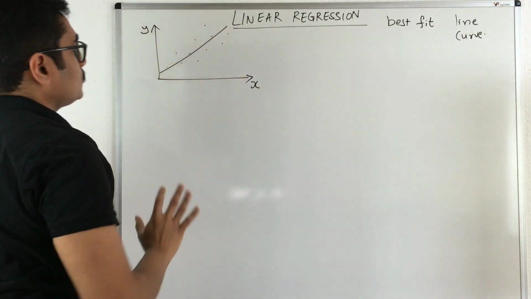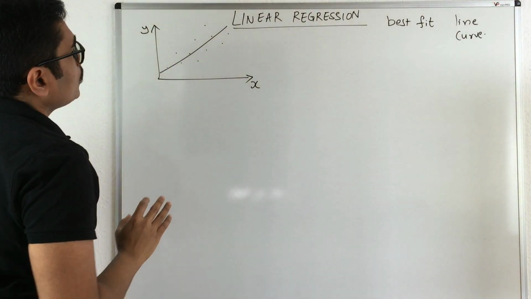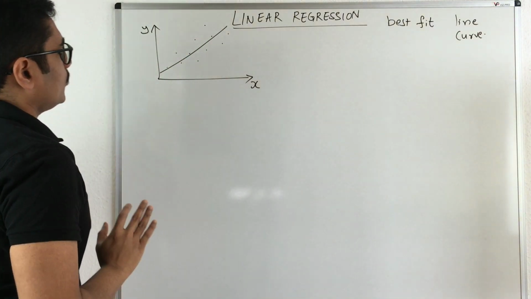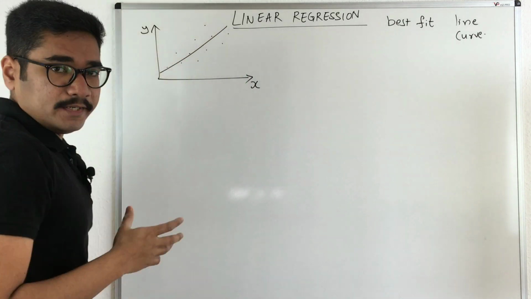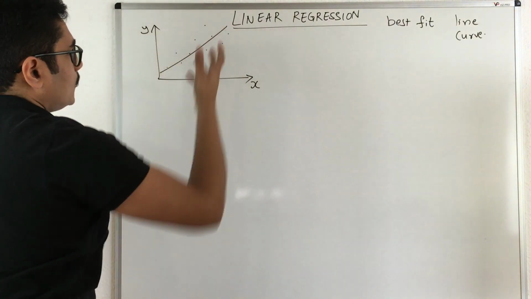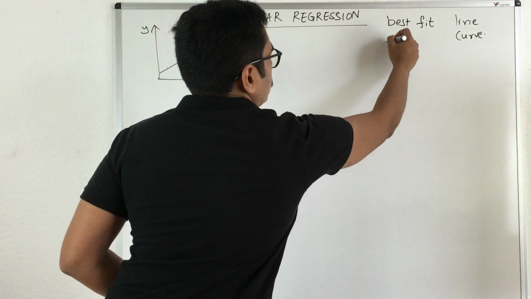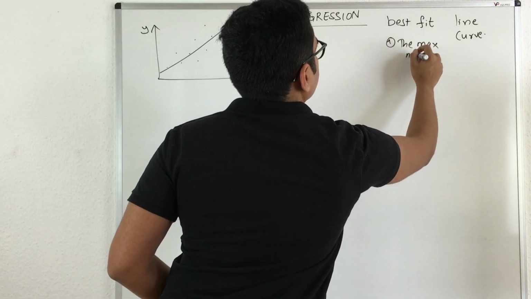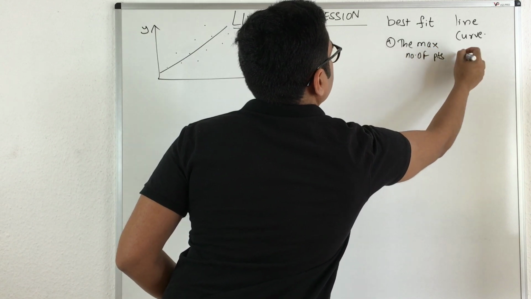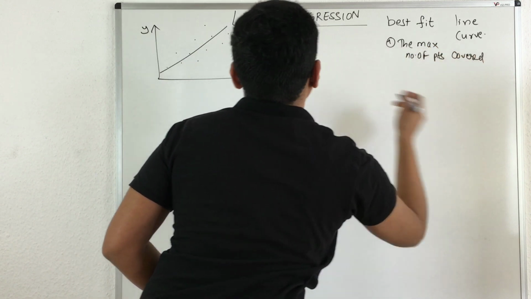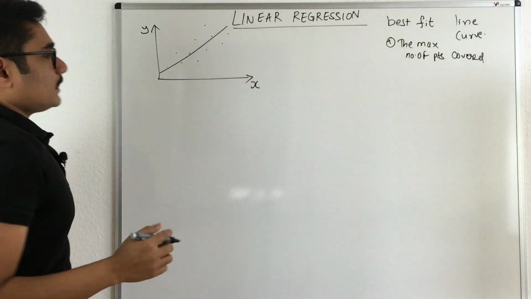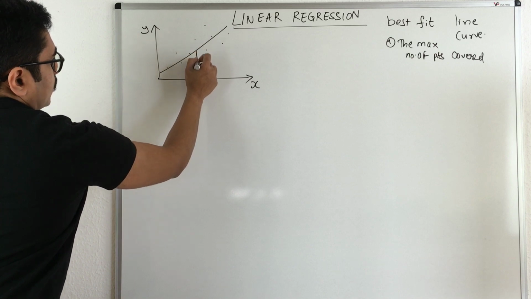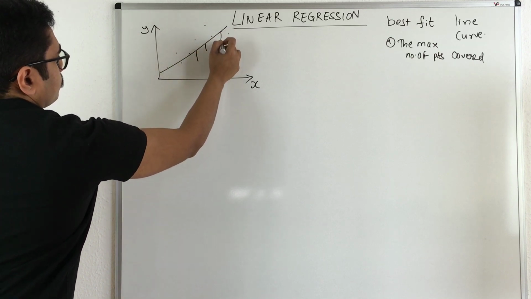Now if you look at this scatter plot, the best first impression you can get is the number of points that are covered by this particular line. So best fit essentially defines the maximum number of points covered by this particular line. And the second definition of best fit is that it should reduce this error, that is, a distance.